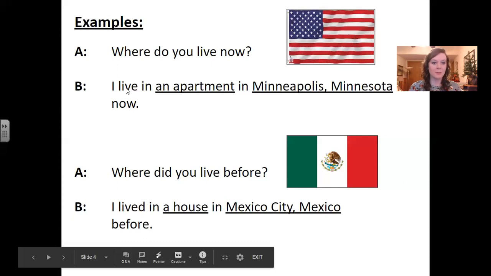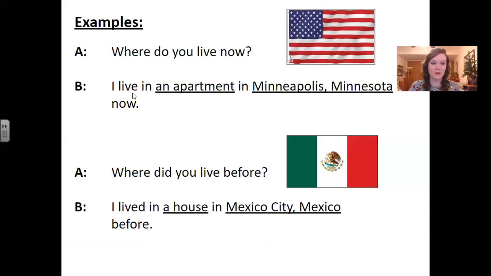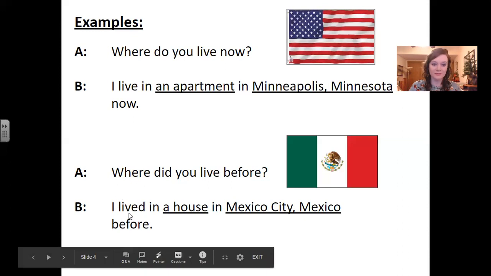So remember, for present, we use live. Now for past, we have to use lived. I lived in a house in, so Mexico City is the city, and Mexico is the country. And before means past.